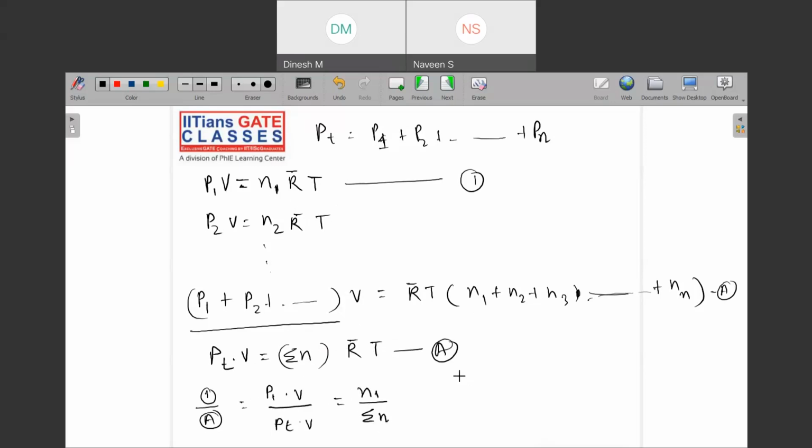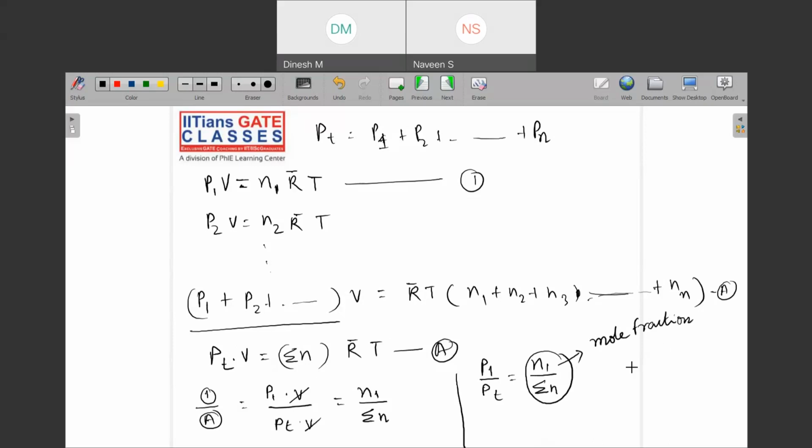Can you see one very important relation, that P1 upon PT? Why? Because the volumes are the same, right? So this got cancelled out. This is equal to nothing but N1 upon summation of N. So this is nothing but mole fraction.